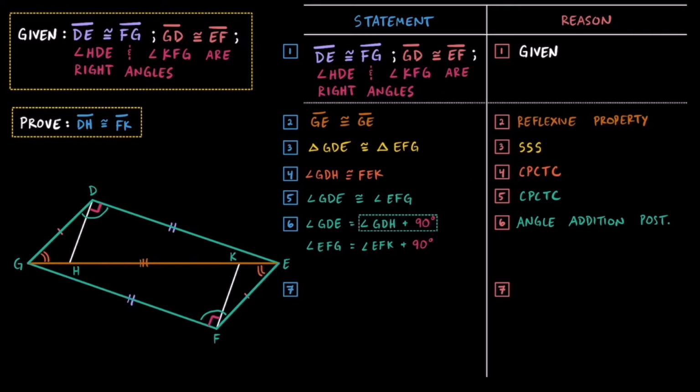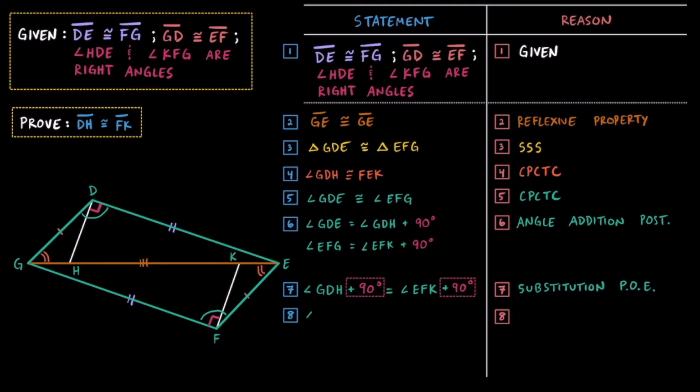In step 7, we can make the statement that angle GDH plus 90 degrees is equal to angle EFK plus 90 degrees. All we did was swap out the 2 smaller angles for the larger angle using the substitution property of equality. In step 8, we can go ahead and say that angle GDH is congruent to angle EFK. The reason why we can say this is that from step 7, we can subtract 90 degrees from both sides of the equation using the subtraction property of equality.